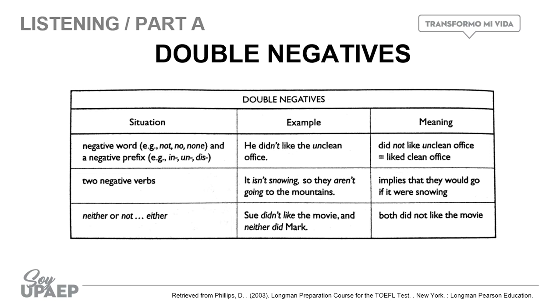So the sentence becomes positive. He didn't like the unclean office. It means that he liked a clean office. Okay? In the case of two negative verbs, it isn't snowing, so they aren't going to the mountains. Okay, so this double negative implies that they would go if it were snowing. Okay? And the last one, we have Sue didn't like the movie and neither did Mark. So it means that both did not like the movie.